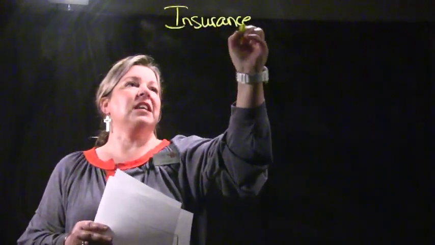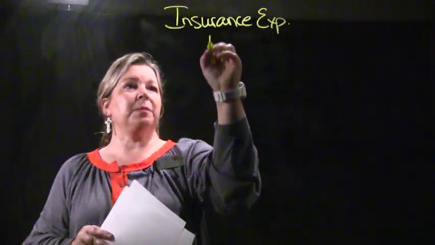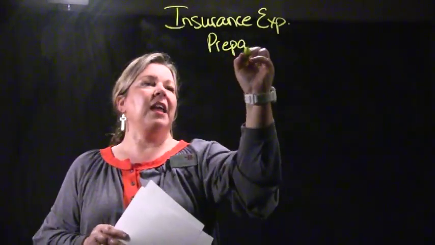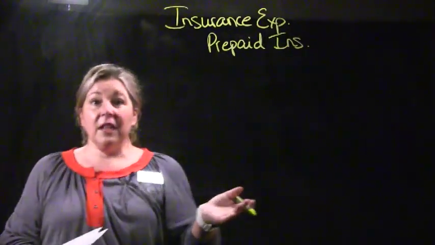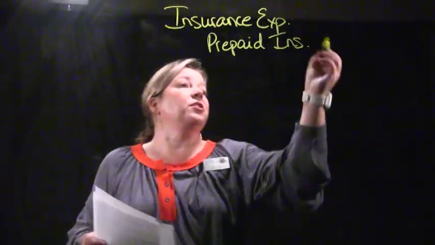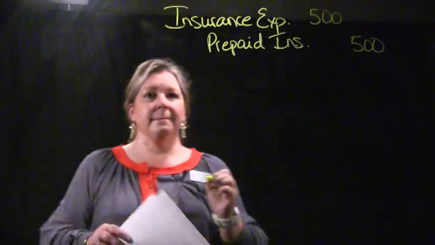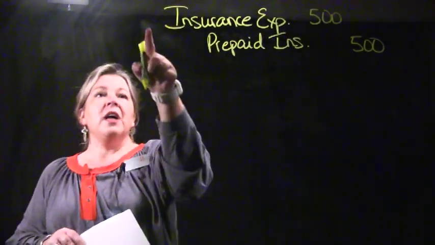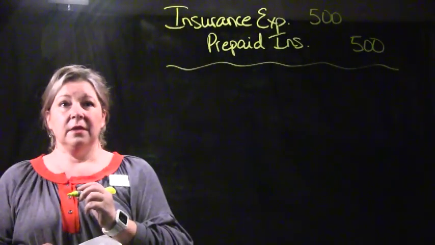I know that my normal entry for prepaid insurance, the adjusting entry, would be a debit to insurance expense and a credit to prepaid insurance. We learned these in the last chapter, right? In chapter 3. So I know, let's just make up a number. Let's just say it was $500 worth of insurance. Okay? So this is the entry I should have made, but I didn't.